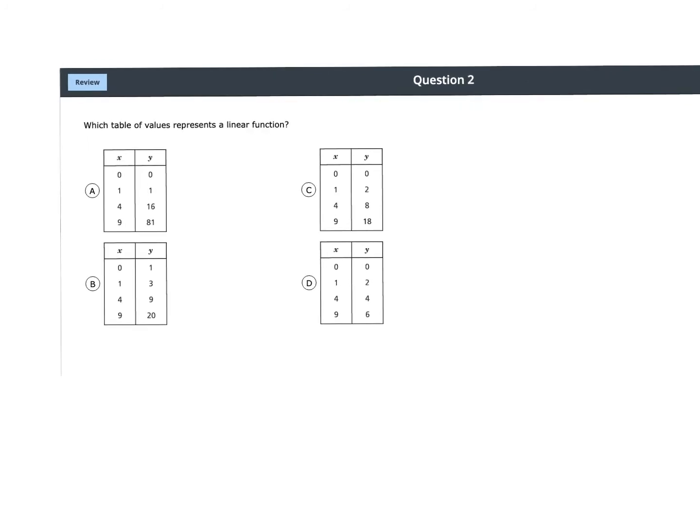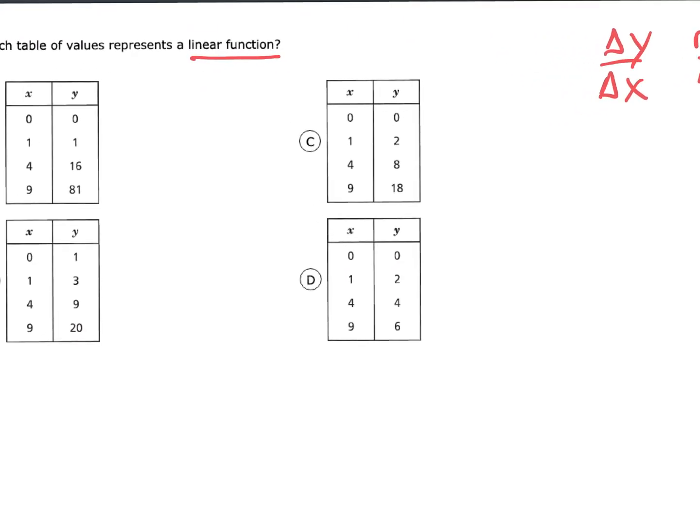Well, it helps to know what linear means. So linear would mean that we have a constant slope, which is change in y over change in x, or a rise over run, that will be the same for everything. So I'm just going to start by checking this out. So let's start with letter D.